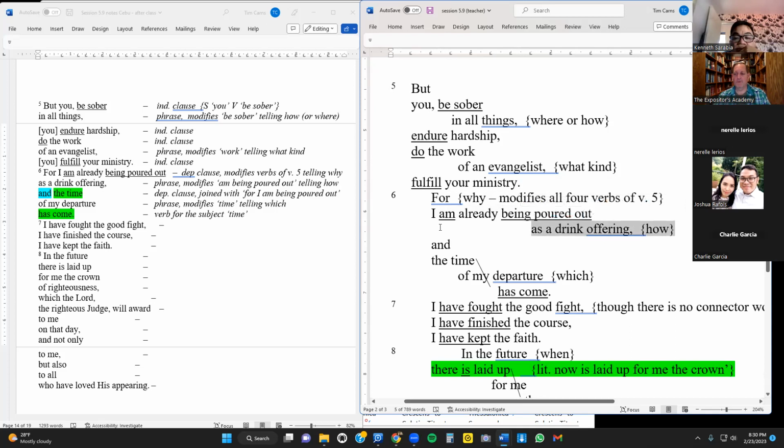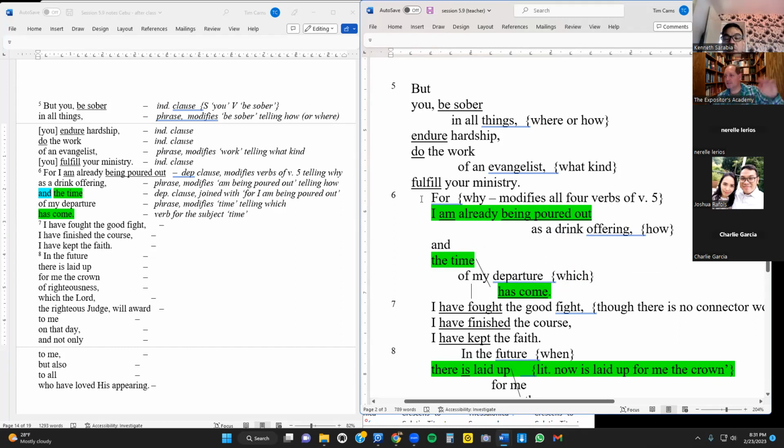And then, remember we said, so and here, and is connecting this clause with this clause. I'll put them both in green just to show it clear. All right. I'm being poured out. That's the first reason to fulfill your ministry, to be sober, to endure. And then the second reason is the time has come. Which time? Time of my departure. Okay. So that's where we have so far.